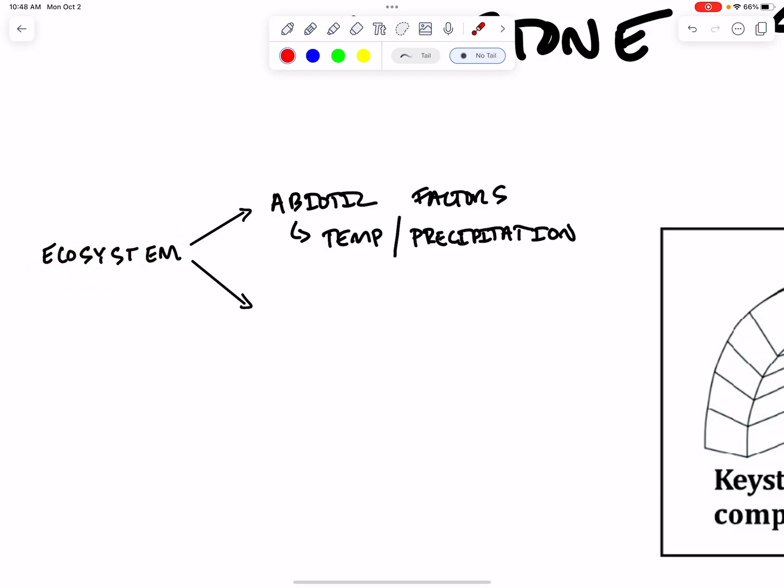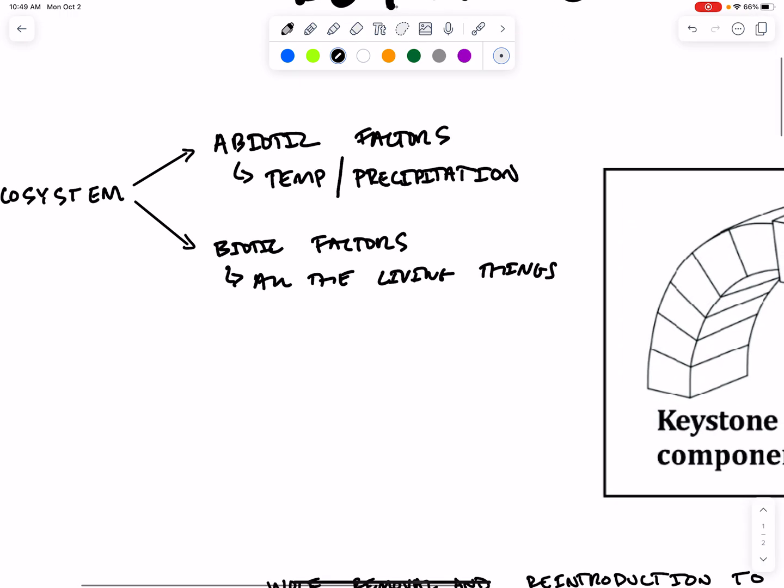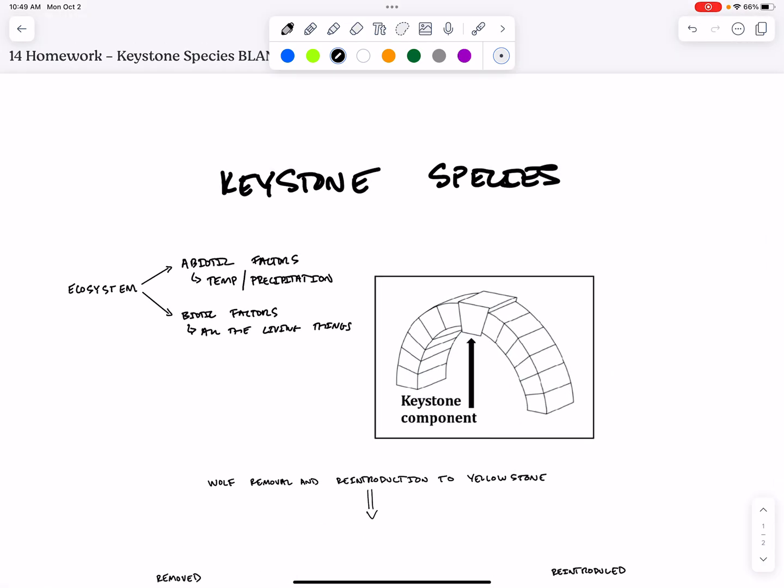But in addition to the abiotic factors, how warm or cold it is, how much sun or night there is, the precipitation, all these things, the ecosystem is also influenced by the biotic factors, the living things in the ecosystem. Which brings us to our topic that we are going to consider, a keystone species.